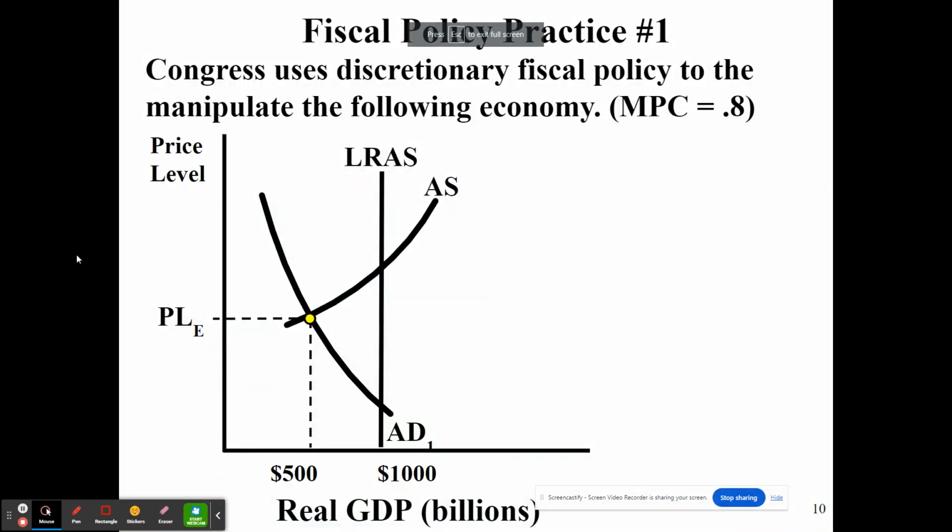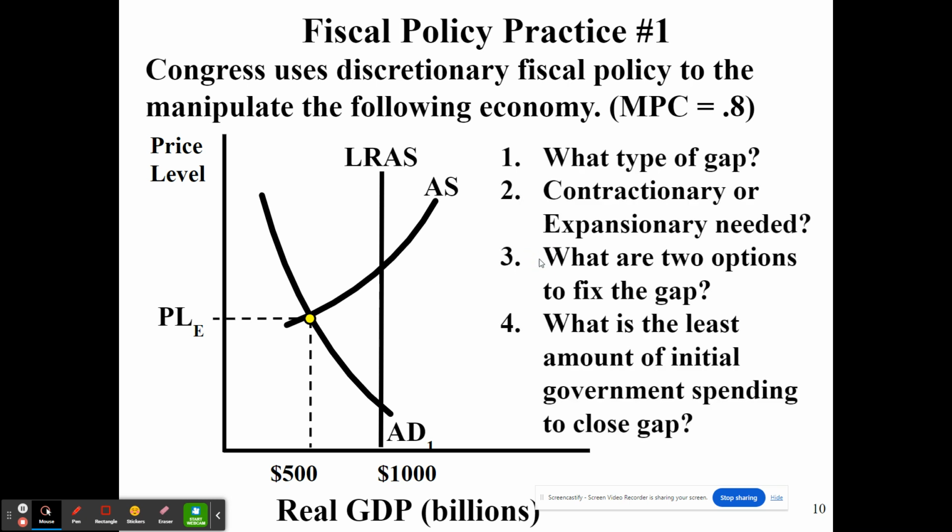Here's another example. This time we're looking at an MPC of 0.8, and we have another scenario. This time it says Congress uses discretionary fiscal policy to manipulate the following economy. All right, let's get some questions up here.